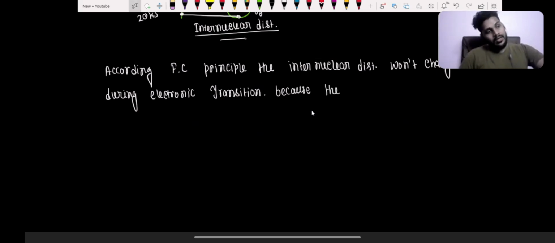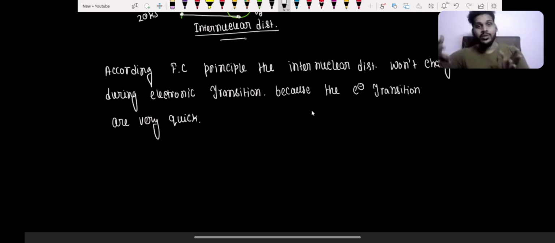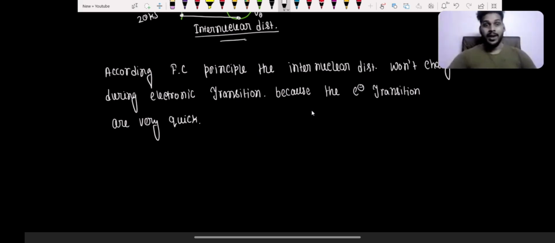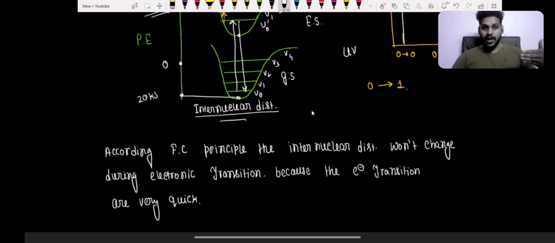the electronic transitions are very quick and random. They are so quick that the internuclear distance won't get a chance to increase. When it would think about increasing the internuclear distance, by then the electronic transition would happen and it would come back as well. So not only would the electronic transition happen, it would also come back from there. As a result, guys, it happens so quickly that the internuclear distance couldn't get the chance to change.